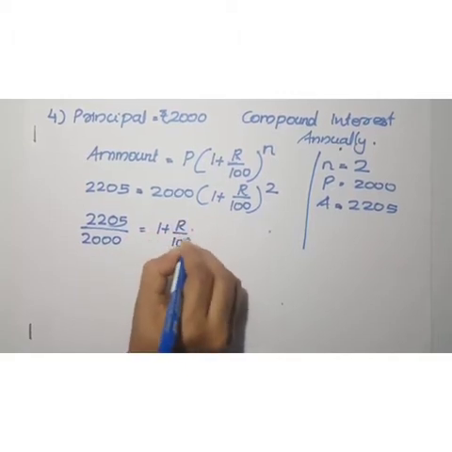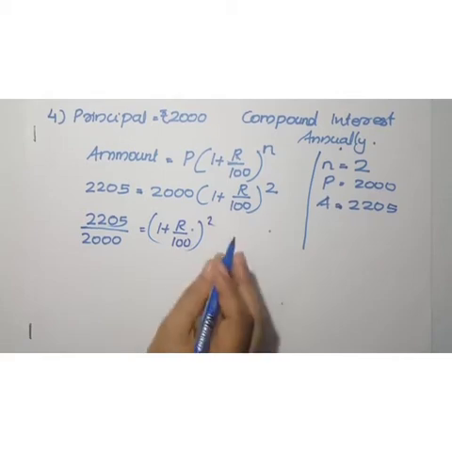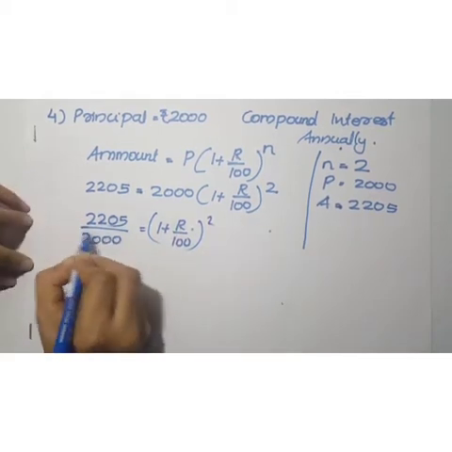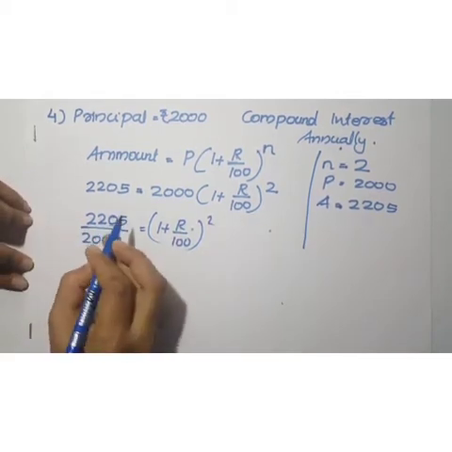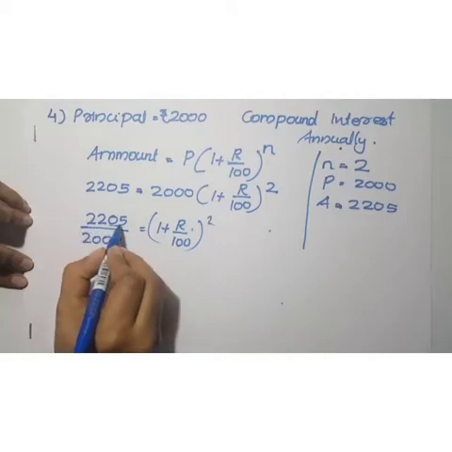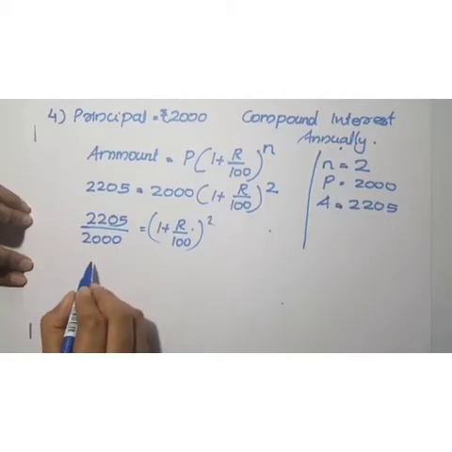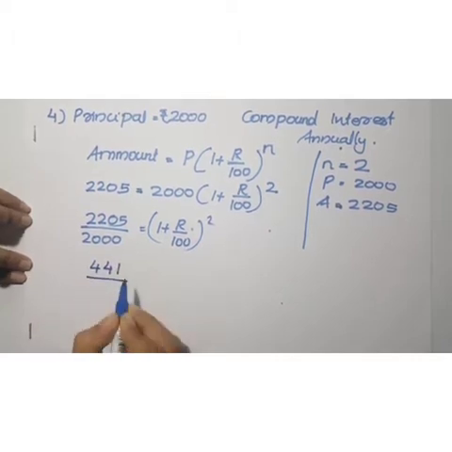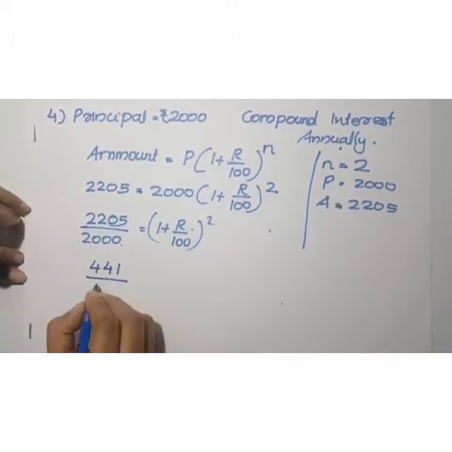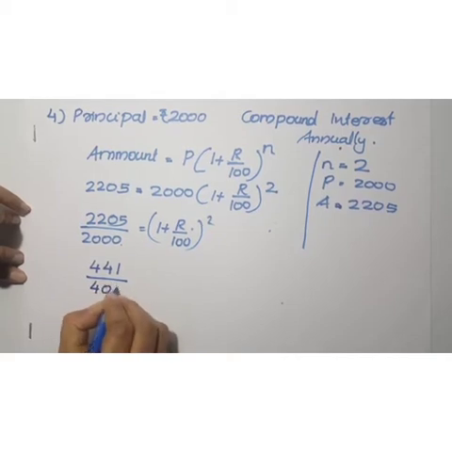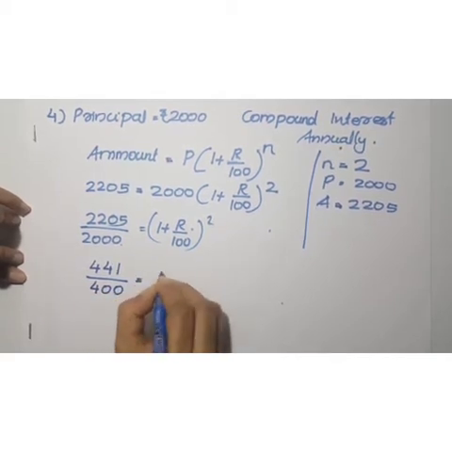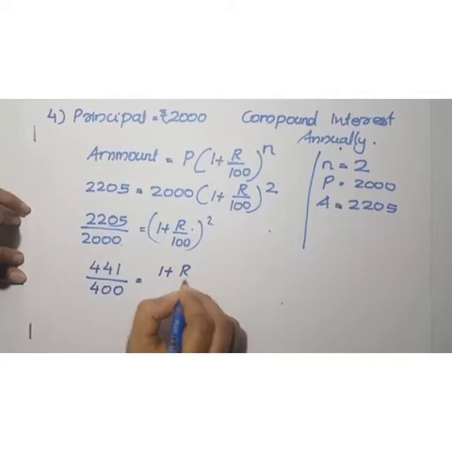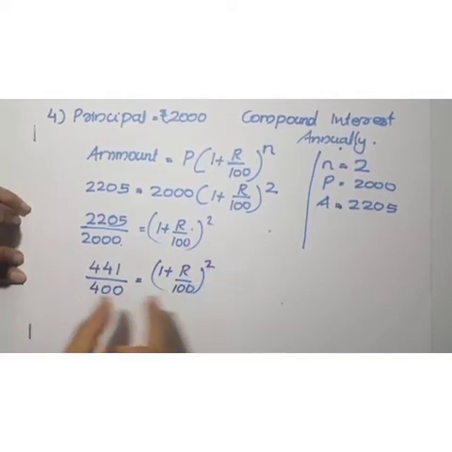What is the next step? We want to divide 2205 by 2000. We can cancel common terms from both. After cancelling the common terms in 2205 and 2000, we get 441 divided by 400. Okay, 441 divided by 400 is equal to 1 plus R by 100 whole square.